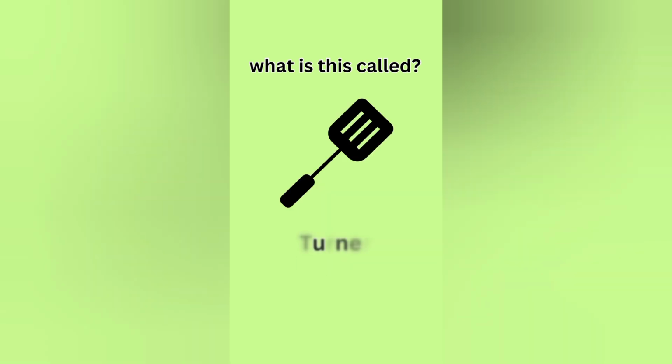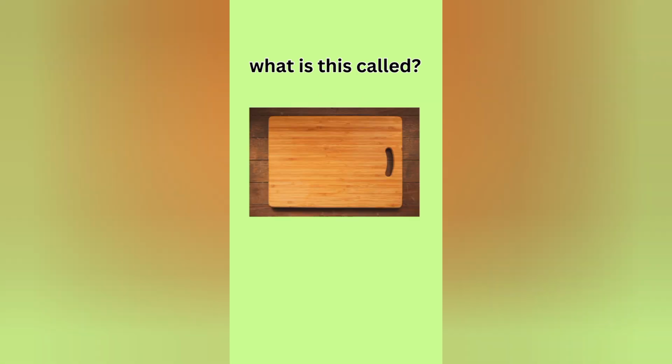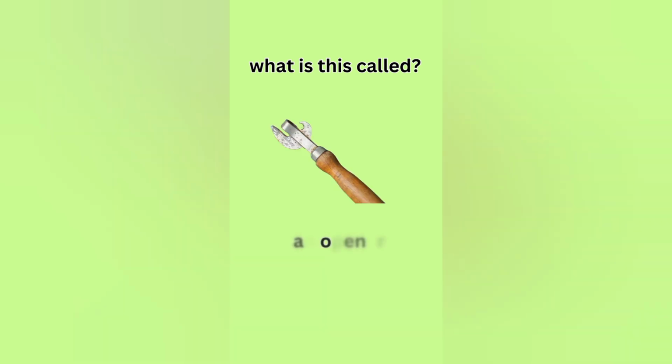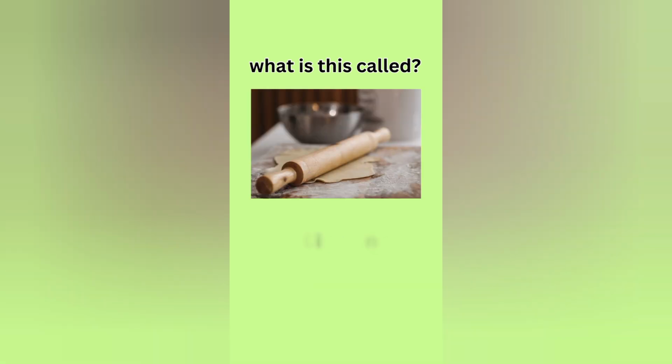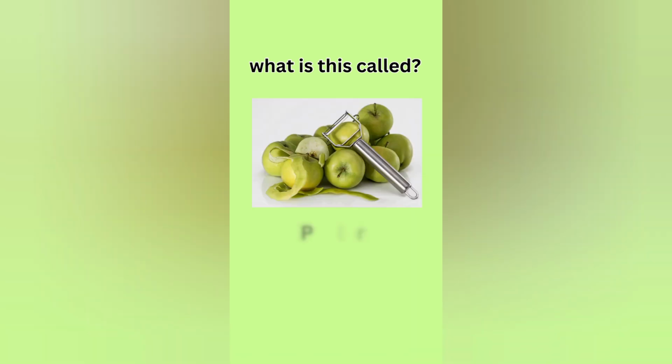What is this called? Turner. What is this called? Measuring cup. What is this called? Measuring cup. What is this called? Can opener. Rolling pin. What is this called? Whisk.